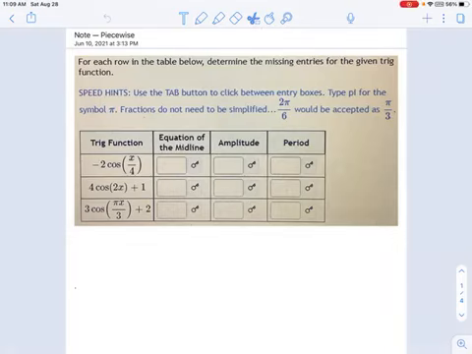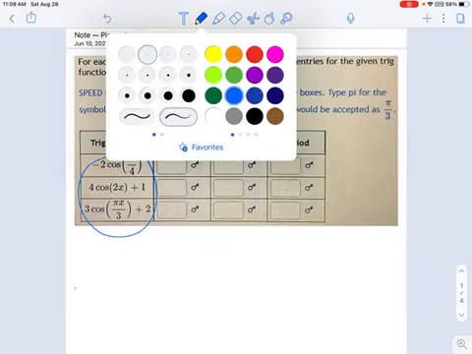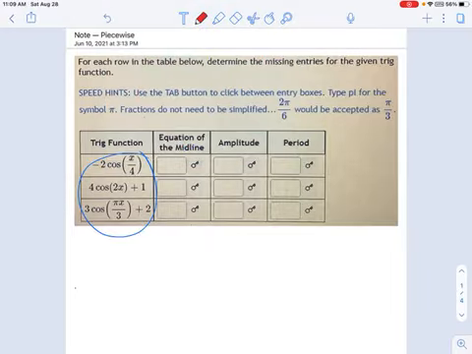Now we're going to practice finding some of these key features of trig functions without using the graph. I'm not going to graph anything. I'm just going to look at these functions right here and figure out the equation of the midline, amplitude, and period. So let's start with the middle one first. I think this one's probably the easiest of these three that we're looking at.